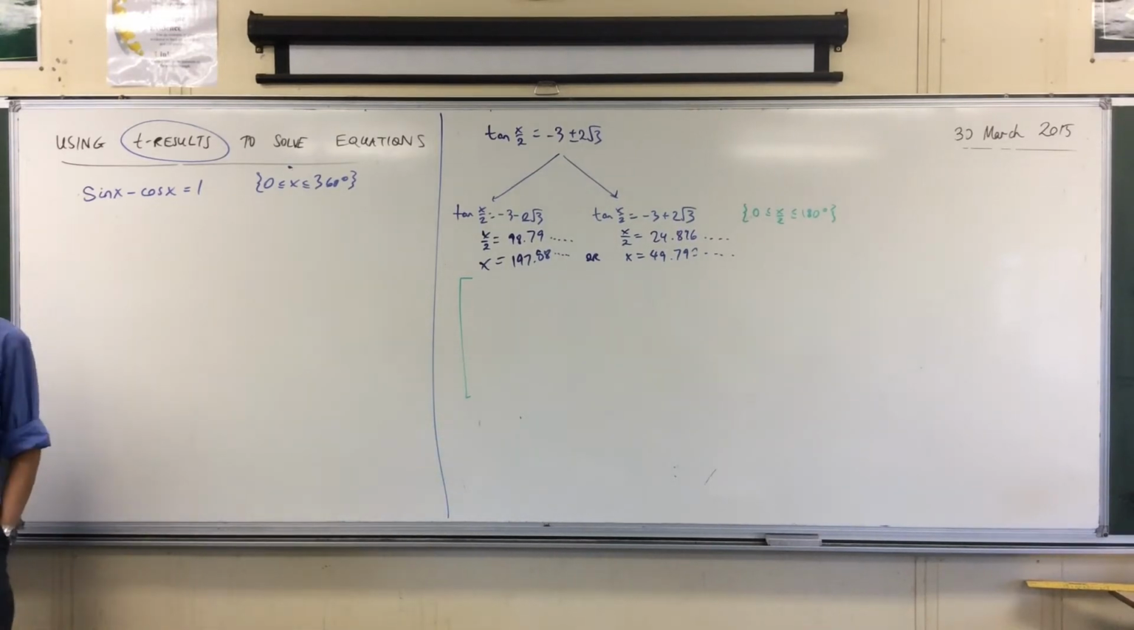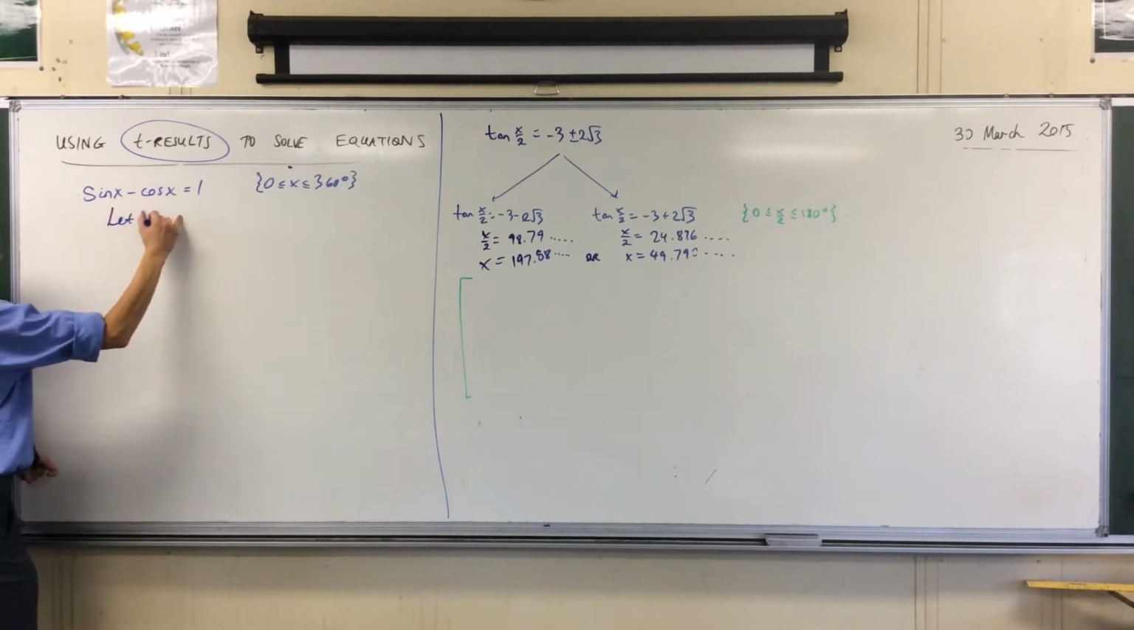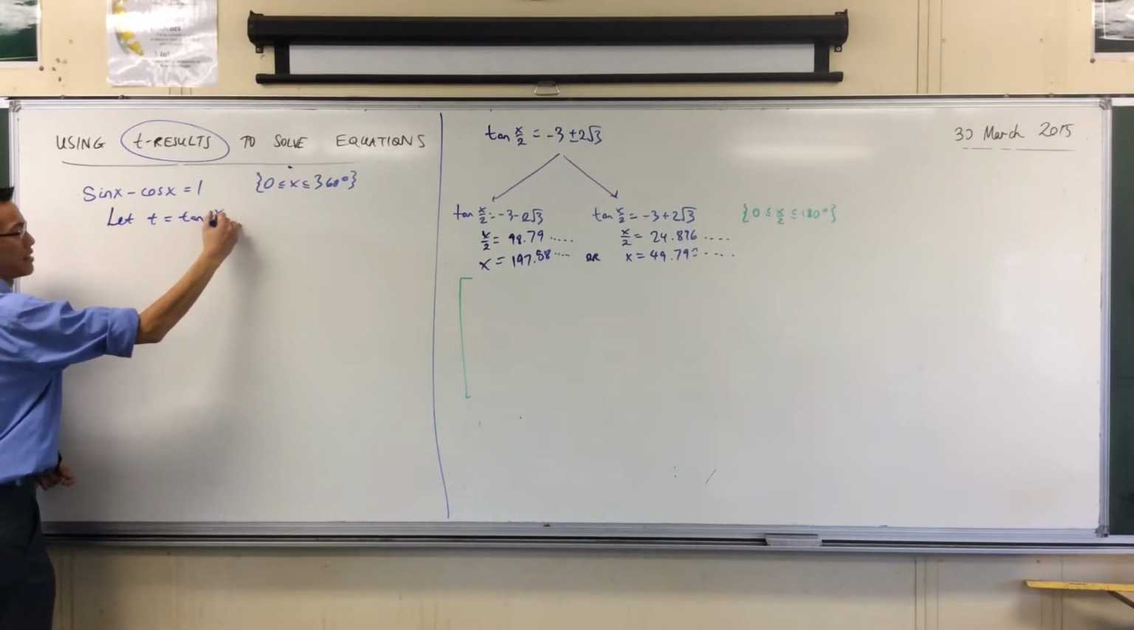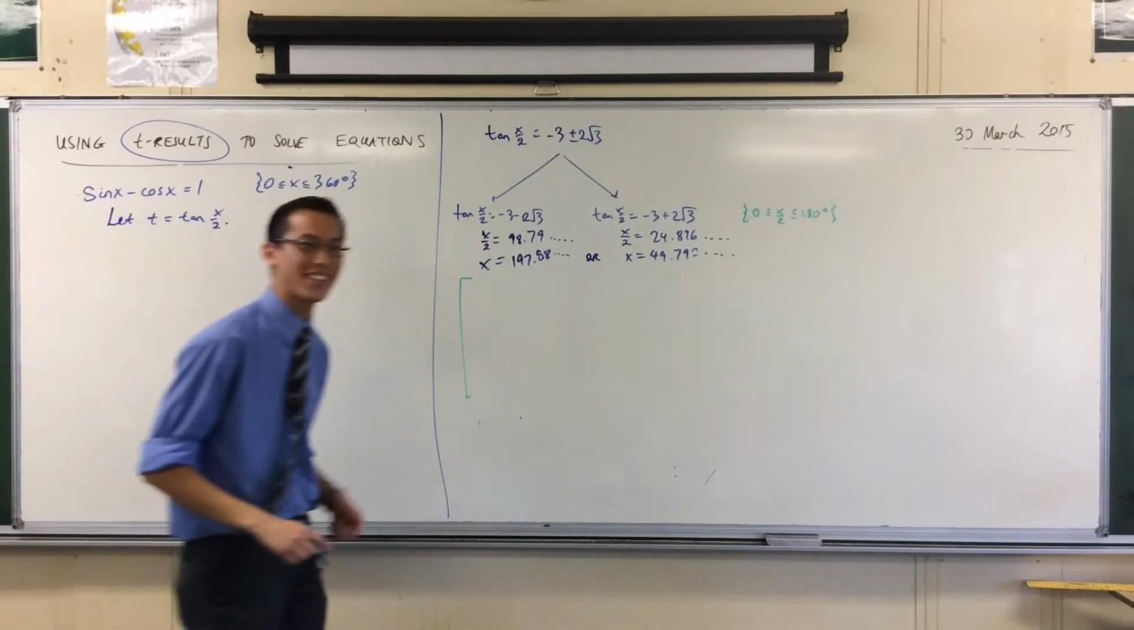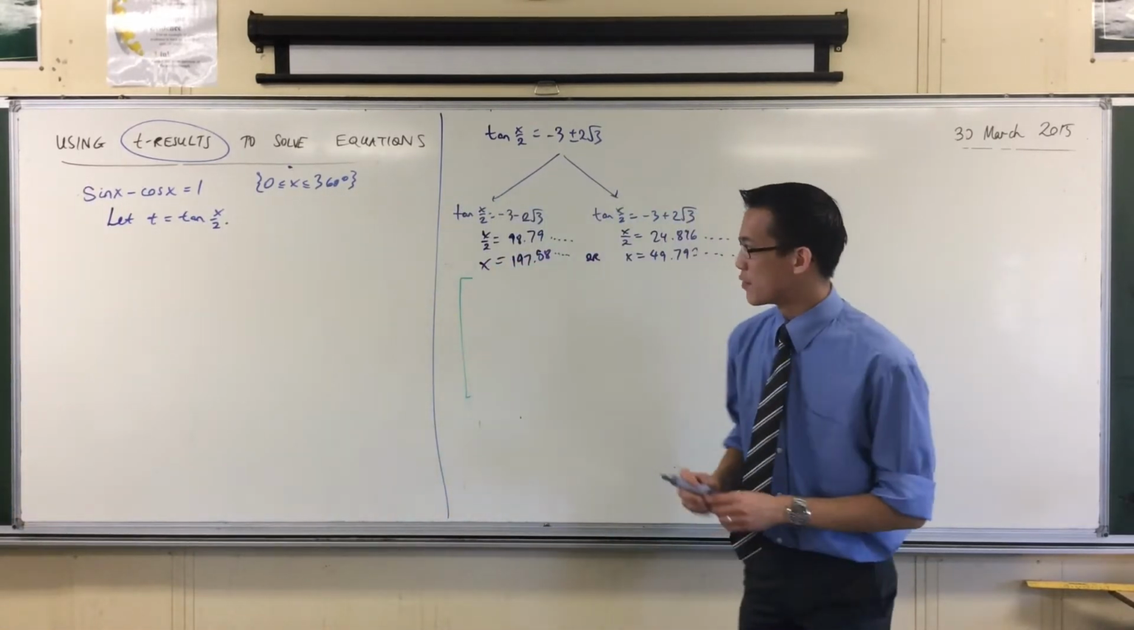I am going to try using the t results. So what should be my first line? Let t equal tan x on 2. Kind of an important line, okay? It's even more important than you think it is.